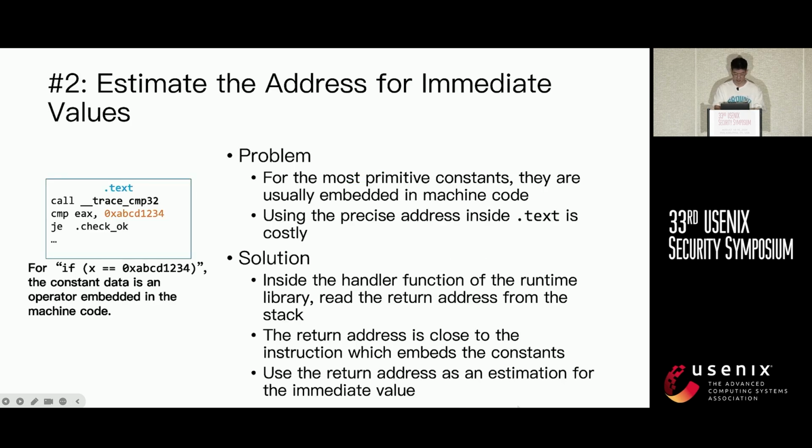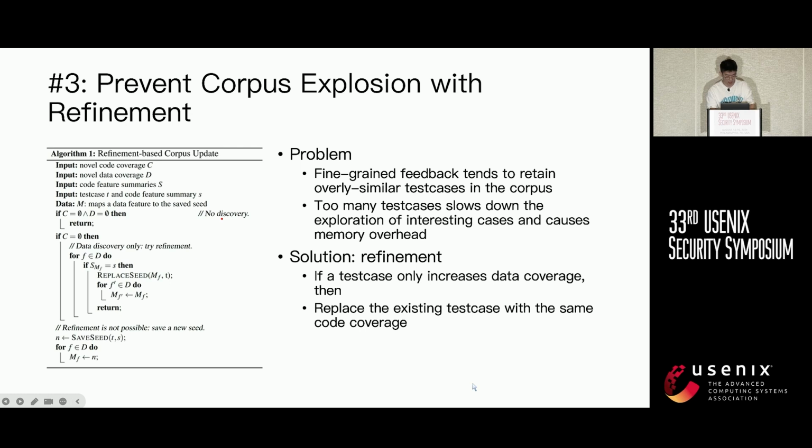The next design is estimating the address for immediate values. Since they are usually embedded in machine code, it is costly to precisely get their addresses. Observing that the instrumentation stage inserts a call instruction to the runtime library, we can directly read the return address from the stack. While the return address is not exactly the same as the address storing the immediate value, it is a good estimation for fuzzing use.